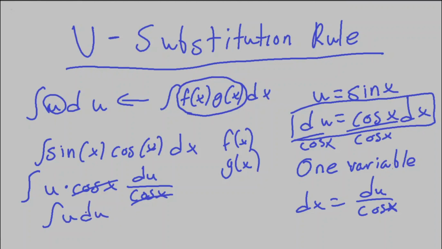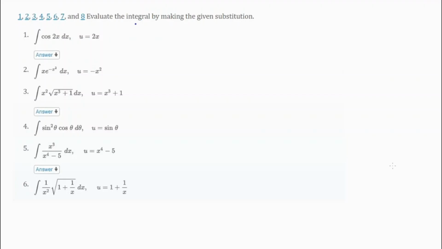And you could see here that now finding the antiderivative of this is going to be a lot easier. The antiderivative of u is just going to be u squared over 2. And then what you would do now is just plug in sine x. So your answer would be sine squared x over 2. Alright, so let's try out these few questions.